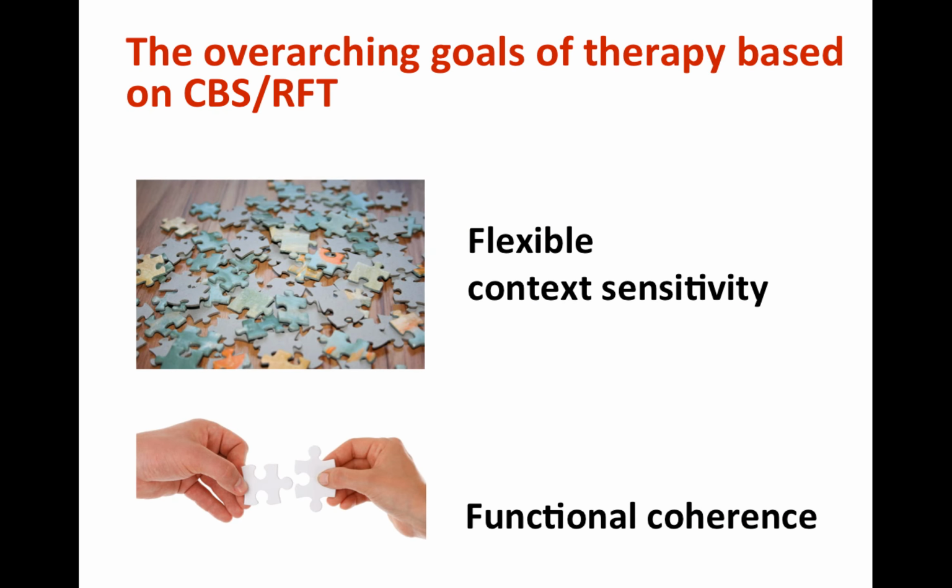So let's first quickly refresh our memory by reviewing the overarching goals of therapy based on CBS and RFT. Flexible context sensitivity is the capacity to notice various features of the context and to respond to what is most relevant. And functional coherence is a way of thinking that is primarily guided by the impact that our ideas have on our experience. We used the metaphor of building a jigsaw before, in order to better grasp what these two overarching goals are about. So flexible context sensitivity is like observing the pieces, looking at their shapes and colors, and functional coherence is like making the pieces fit together based on the jigsaw we want to build.